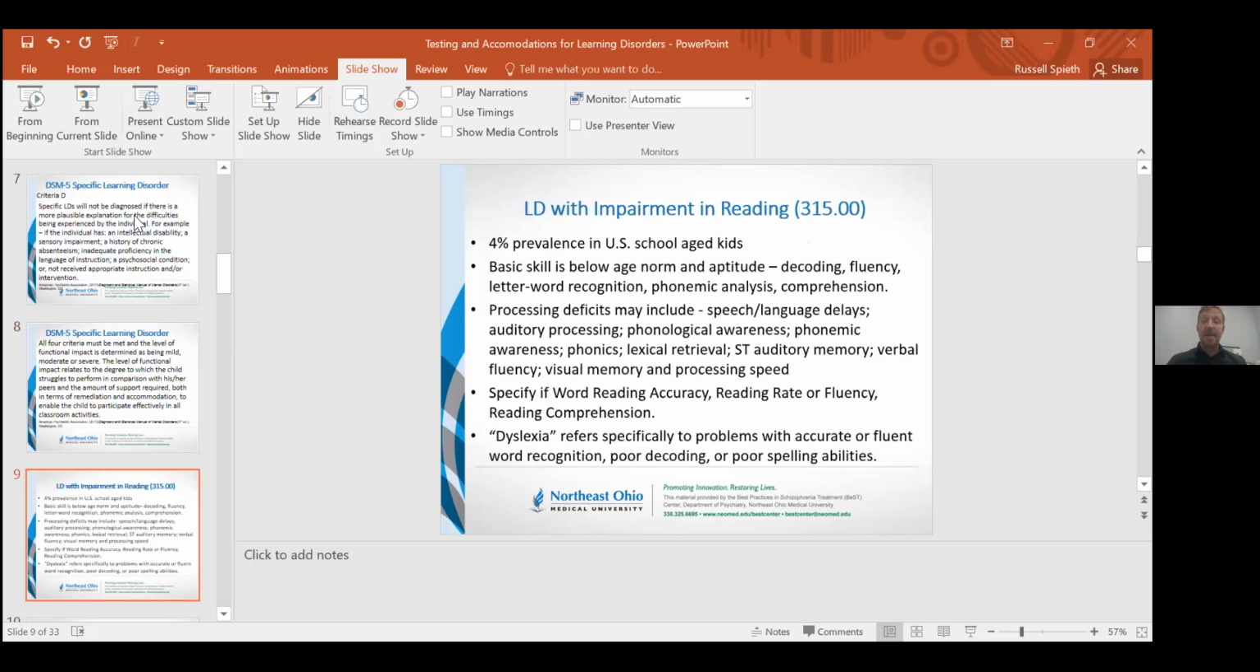So you can have a learning disorder with impairment in reading. It's about 4% of US school-age kids. And that's things like decoding, being able to appreciate that these letters make up this word and this word has this meaning. Fluency, so the speed of reading, letter and word recognition, phonemic analysis.